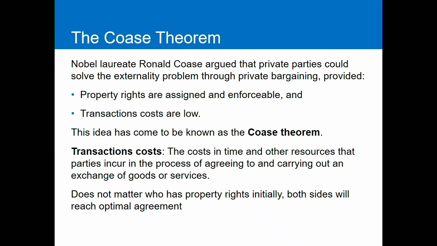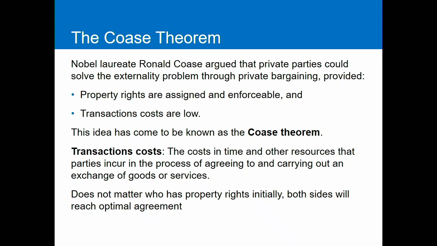So we're now in the second section of looking at private solutions to externalities. Nobel laureate Ronald Coase argued that private parties could solve the externality problem through private bargaining. They can get together and one party could agree to pay the other for the imposition they're causing, whether it's the frat guys making a lot of noise paying the neighbors to make them better off, or the neighbors paying the frat to be quiet.